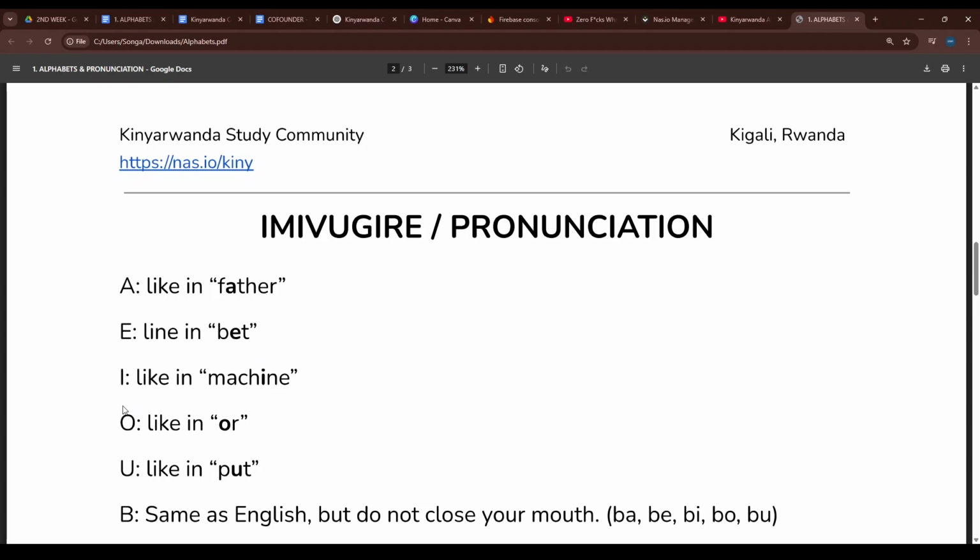This one is O. Like in all. So it's O. And this one is U. Like in put. U. This sound in put, U. That's how this one is pronounced.